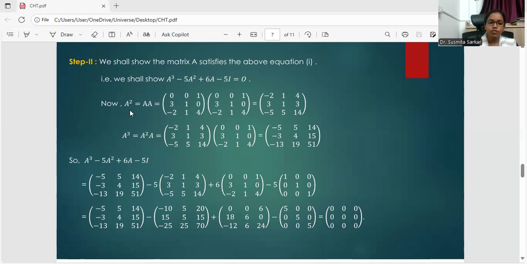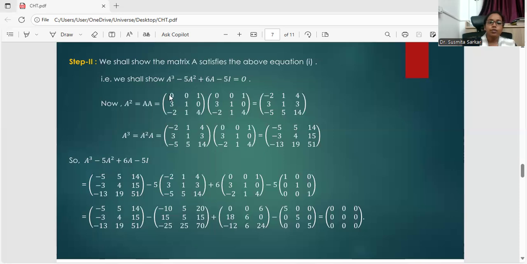To find A³, first find A². A² is A into A. Now putting the values of A into A, we get the product of these two matrices. We get the 3 by 3 matrix: −2, 1, 4, 3, 1, 3, and the last row is −5, 5, 40. Now A³ equals A² into A. Putting the values of A² and A and taking the product, we get A³ is −5, 5, 14, −3, 4, 15, and the last row is −13, 19, 51.